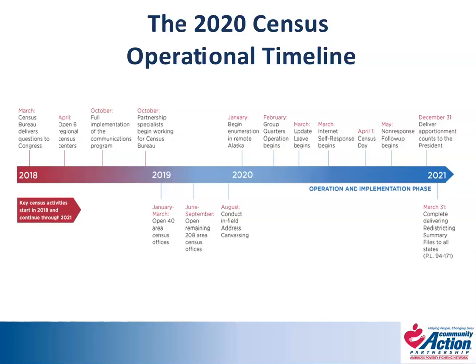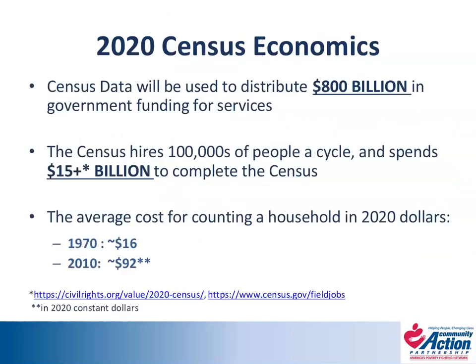Next slide, please. So I already mentioned that 800 billion. And it's an important number. That number encompasses Medicaid and Medicare. It encompasses CSBG, SSBG, LIHEAP funds, Community Economic Development funds, TANF numbers, Head Start numbers. Lots and lots of programs are apportioned based on this money. And the census will hire hundreds of thousands of people and spend over $15 billion to complete the census.